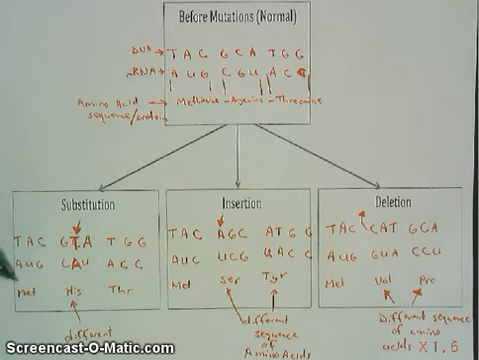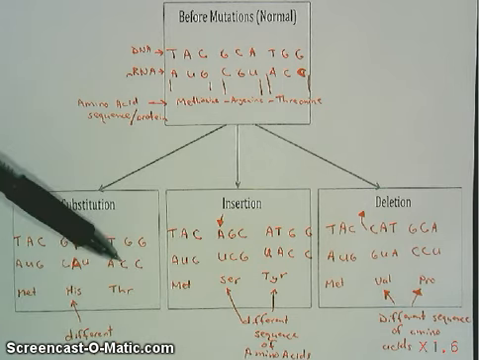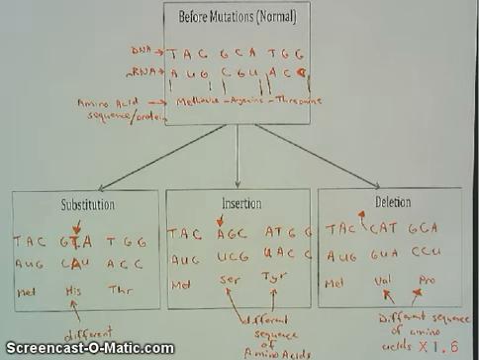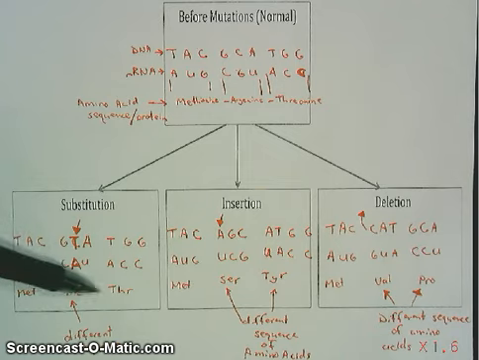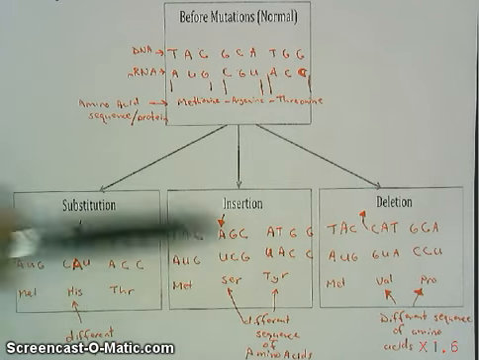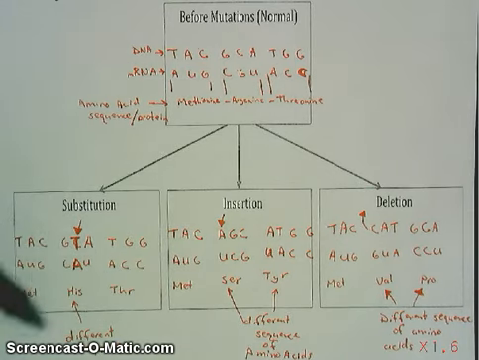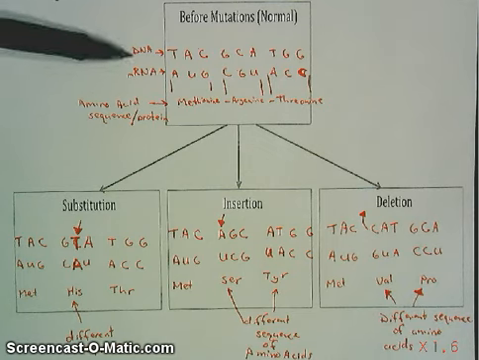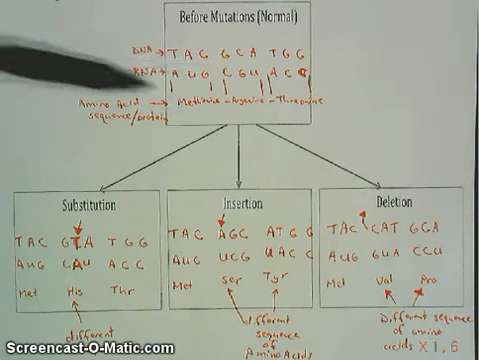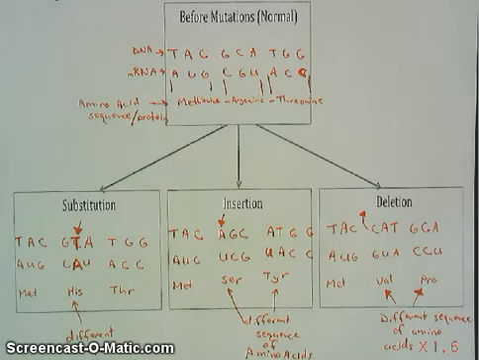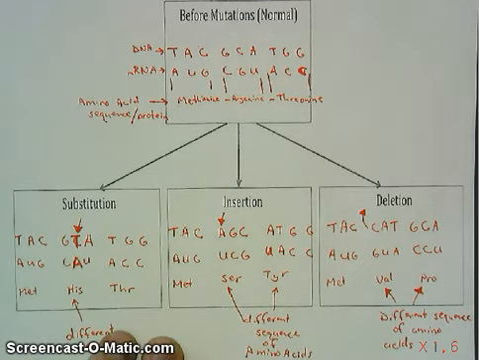In each case, it results in a different sequence for the mRNA, which means a different sequence of amino acids from the original, and a different sequence of amino acids is going to cause a different trait. Up here I show the DNA of the original, the mRNA of the original, and the amino acid sequence of the original.